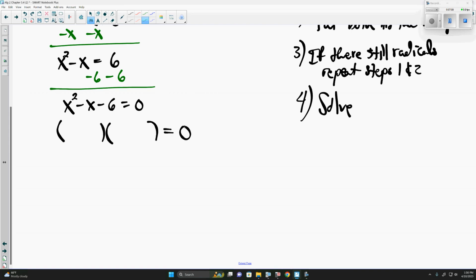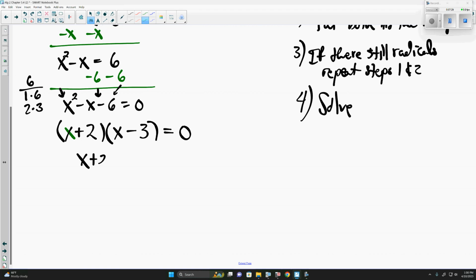If we factor it, the first thing we look at is the signs. Since the third term is negative, our signs are opposite, plus and minus. Now we look at the factors of the first and third terms. The only factors of x squared are x and x. For 6, it's 1 and 6, or 2 and 3. Which one works? 2 is positive, 3 is negative.